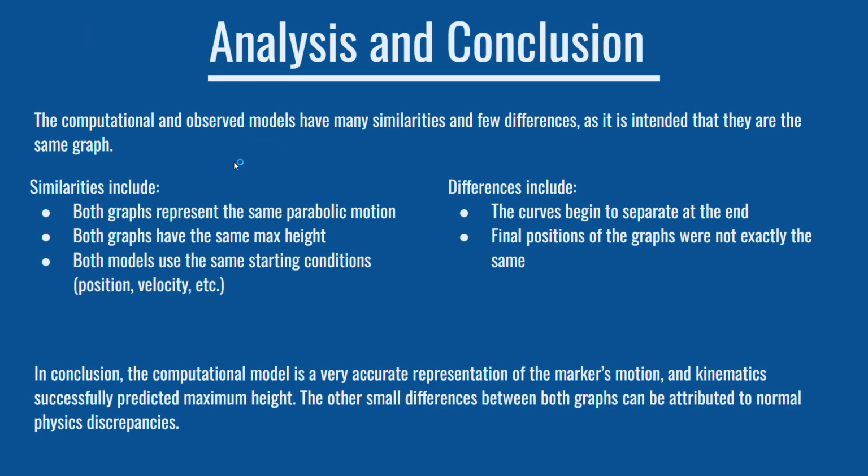For our analysis and conclusion, I just want to recognize some similarities and differences. Both graphs had the same parabolic motion. As you can see, both had the same max height, give or take a centimeter. Both had the same starting conditions. So they're overall very similar. And then for our differences, they did separate at the end, resulting in final positions being slightly different. But overall, that's sort of unrelated to our purpose anyway. Now, the computational model was very accurate, so I think this lab was relatively successful.